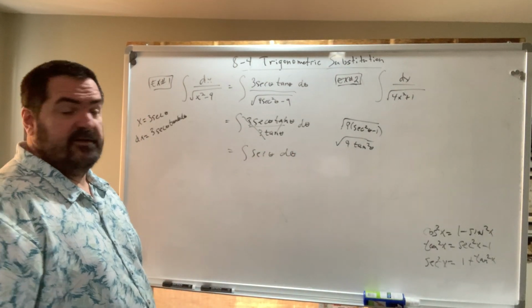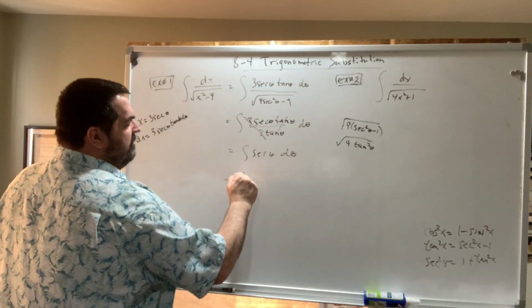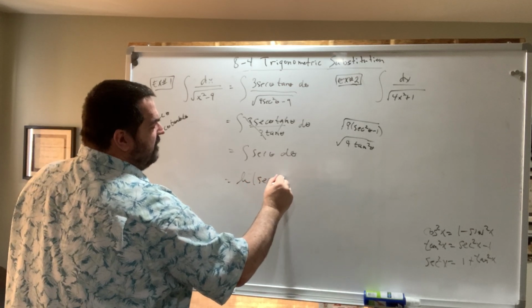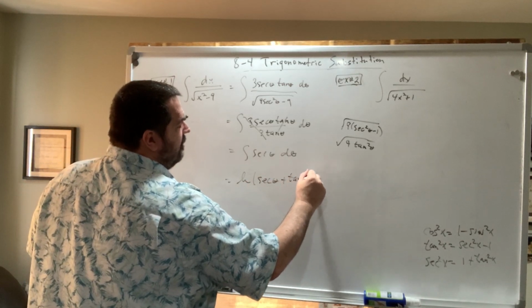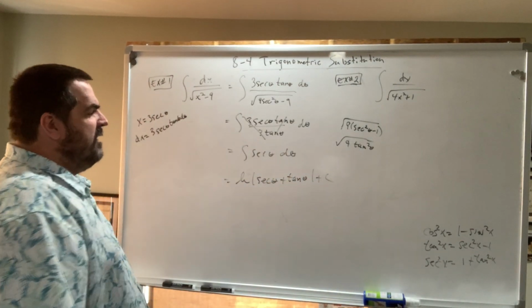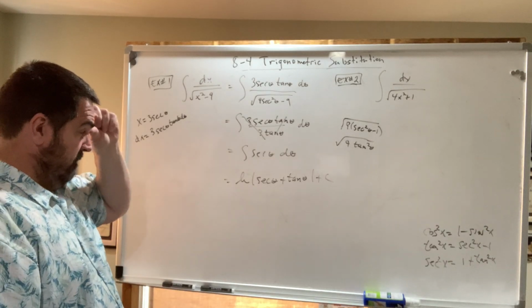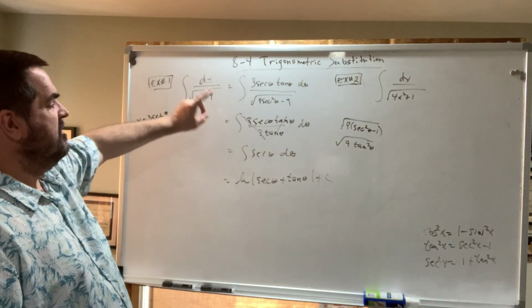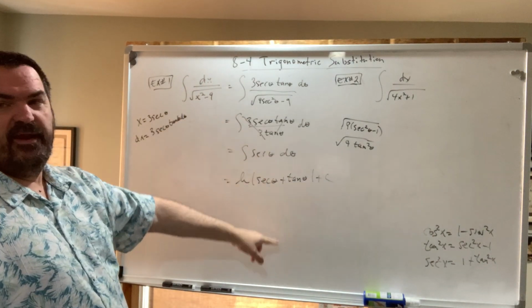And we learned the integral of secant: natural log of secant plus tangent. And people are like, hey, we're done. Oh, no. We started with x, we ended with theta. So what do we do?